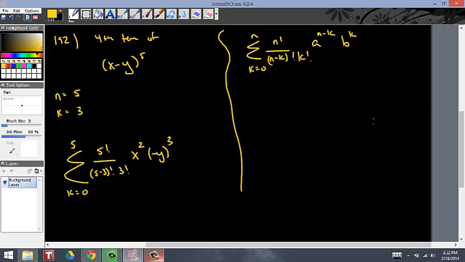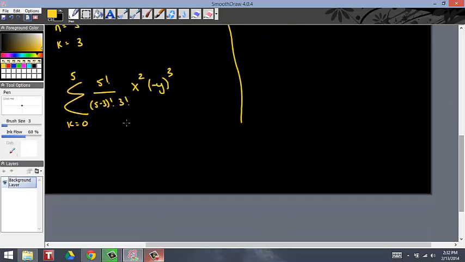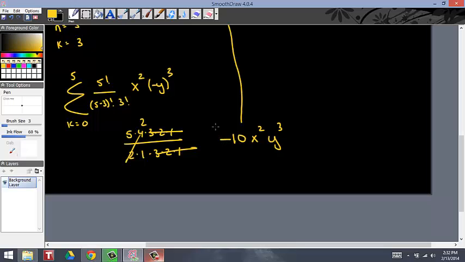Alright, so let's figure out the coefficient. That is going to be 5 times 4 times 3 times 2 times 1 over 2 times 1 times 3 times 2 times 1. 3 times 2 times 1 is going to go away. Those go away. That becomes a 2. So my coefficient is 10. It's x squared. Negative y to the third is y to the third, but it's also negative. So that should be your fourth term right there.